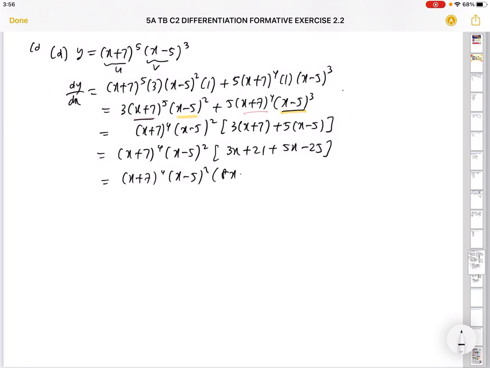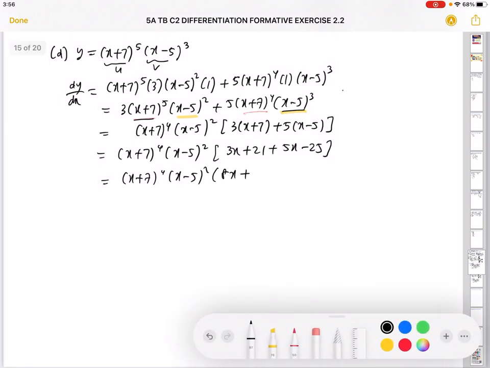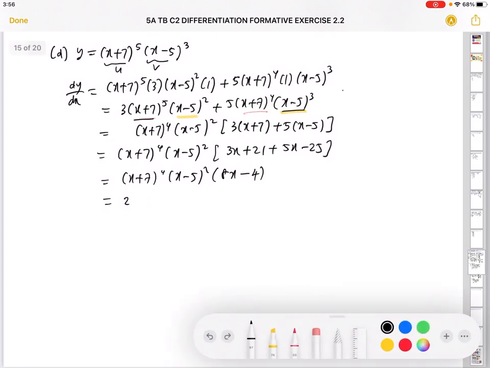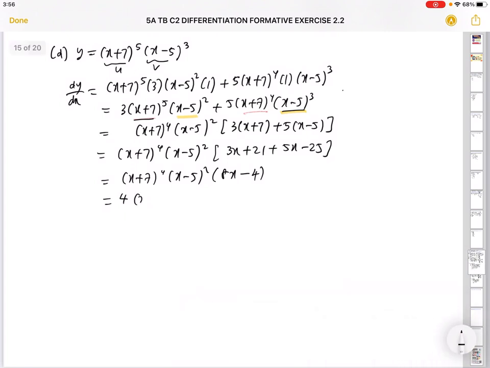Oh, notice 8 and 4 can still take out. You can take out 2. I'll just leave it. Take out 4 actually, not 2. 8 and 4, you can factorize 4. Left with (x plus 7) power 4, (x minus 5) power 2, and (2x minus 1). Phew, this is a very, very long question. But we are not even done yet because we still have part E, F, G, and H.